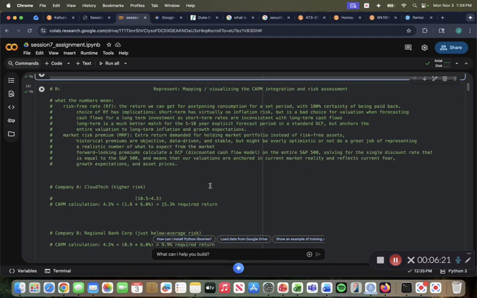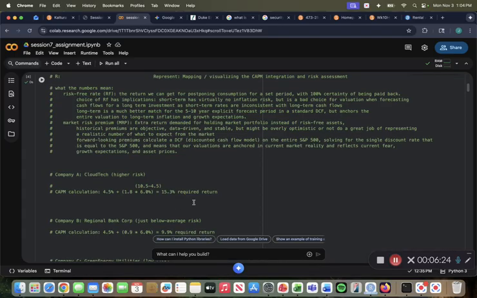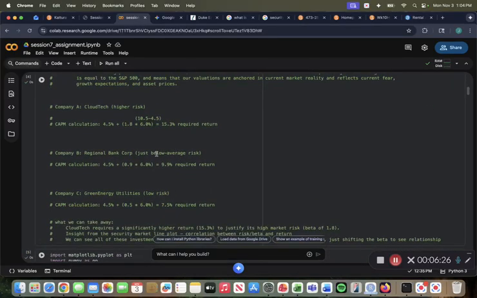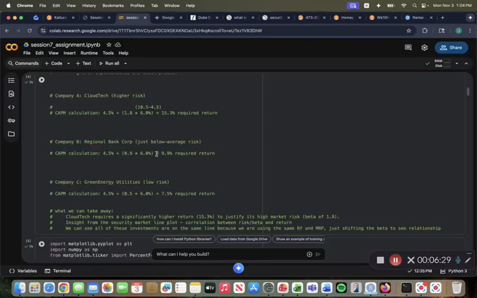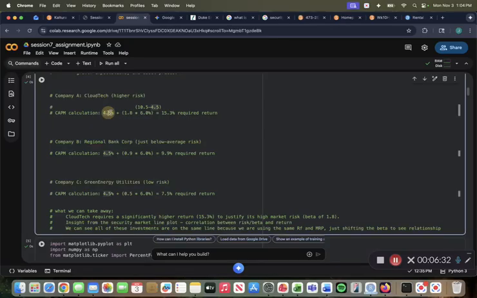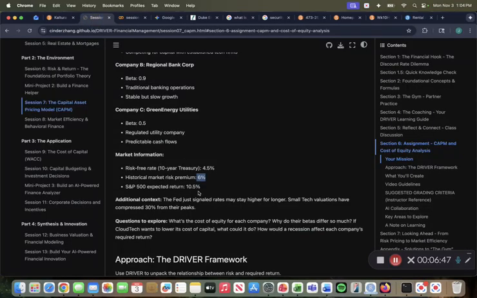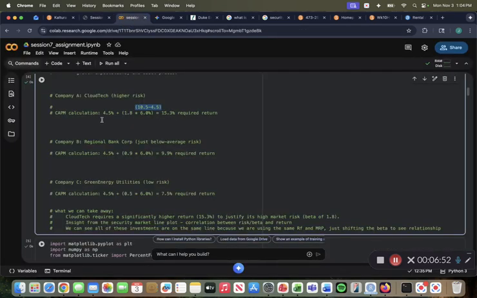So just to map out what our expected return would be using the CAPM calculation formula here, we have that 4.5% plus 1.8 times 6, which is our market premium. So 4.5% is our risk-free rate right here. Then 1.8 of our beta times 6%, which is the 10.5 minus 4.5, like we talked about here with the expected return and the risk-free rate. That gives us for our higher risk company Cloud Tech, with the beta of 1.8, a 15.3% required return.